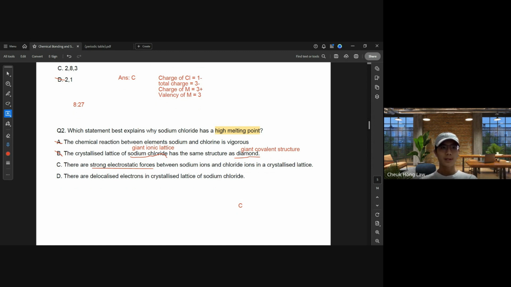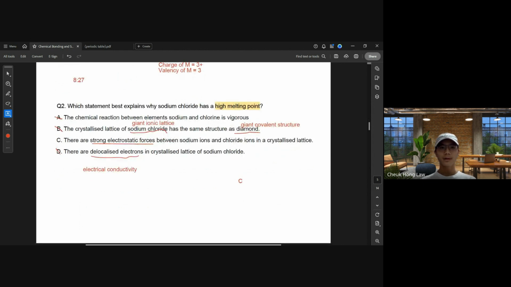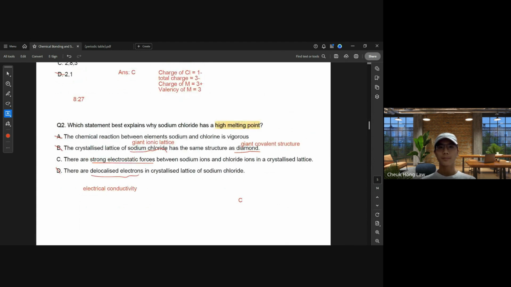Okay, then option D, just to double check, there are delocalized electrons in crystallized lattice of sodium chloride. Wrong. Because delocalized electrons is talking about the electrical conductivity. So whether it conducts electricity or not, not about the melting point. Okay, so your answer is C.